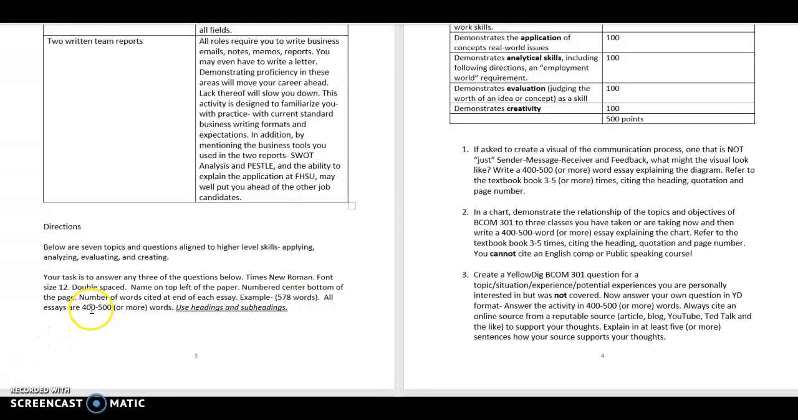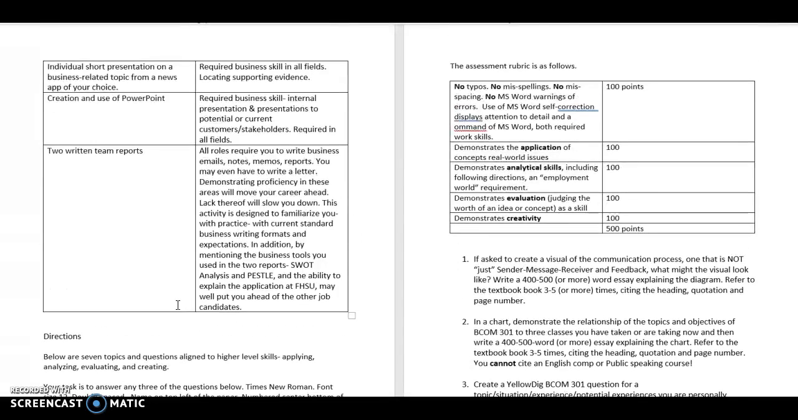All essays are 400 to 500 or more words. Use headings and subheadings. Let's look at the rubric. No typos, no misspellings, no spacing, no MS Word warnings.